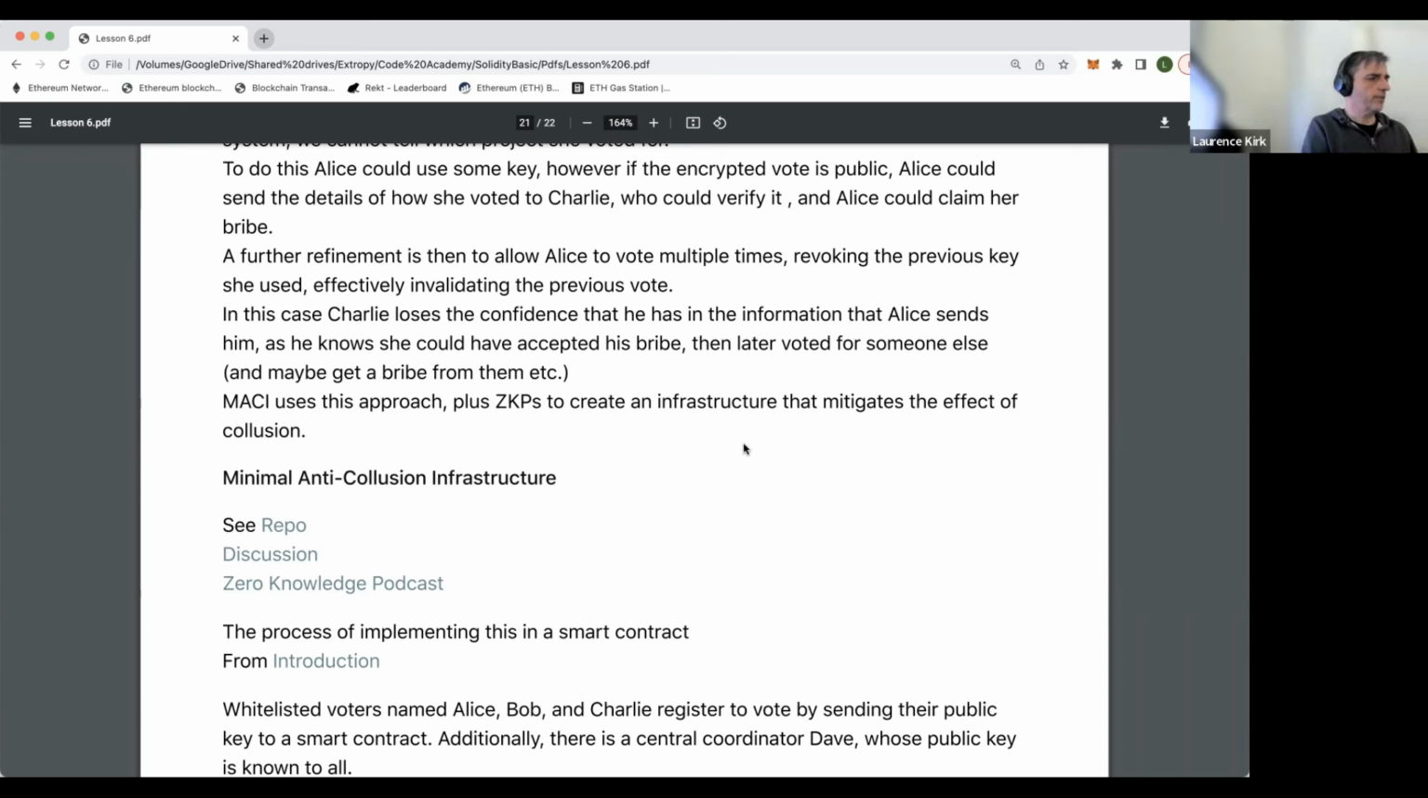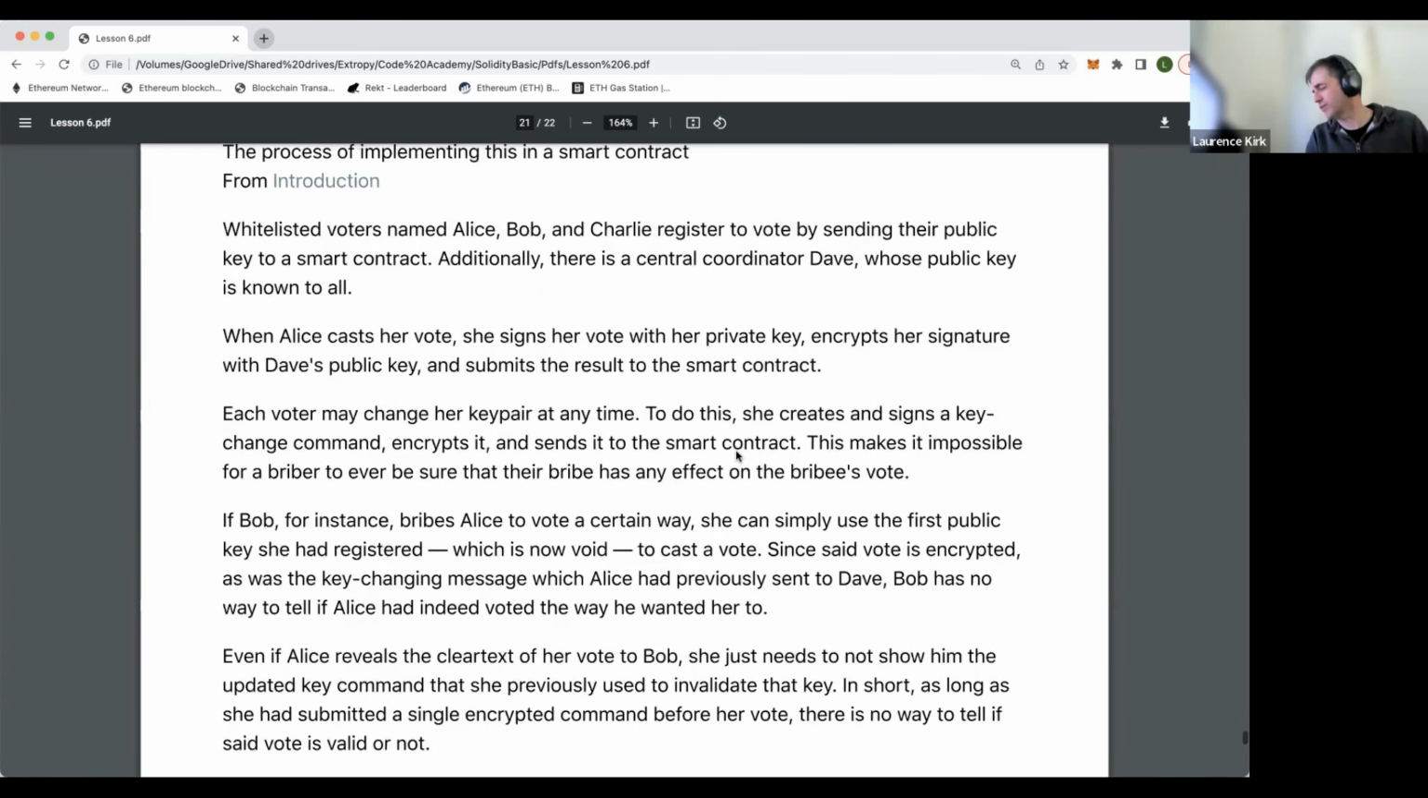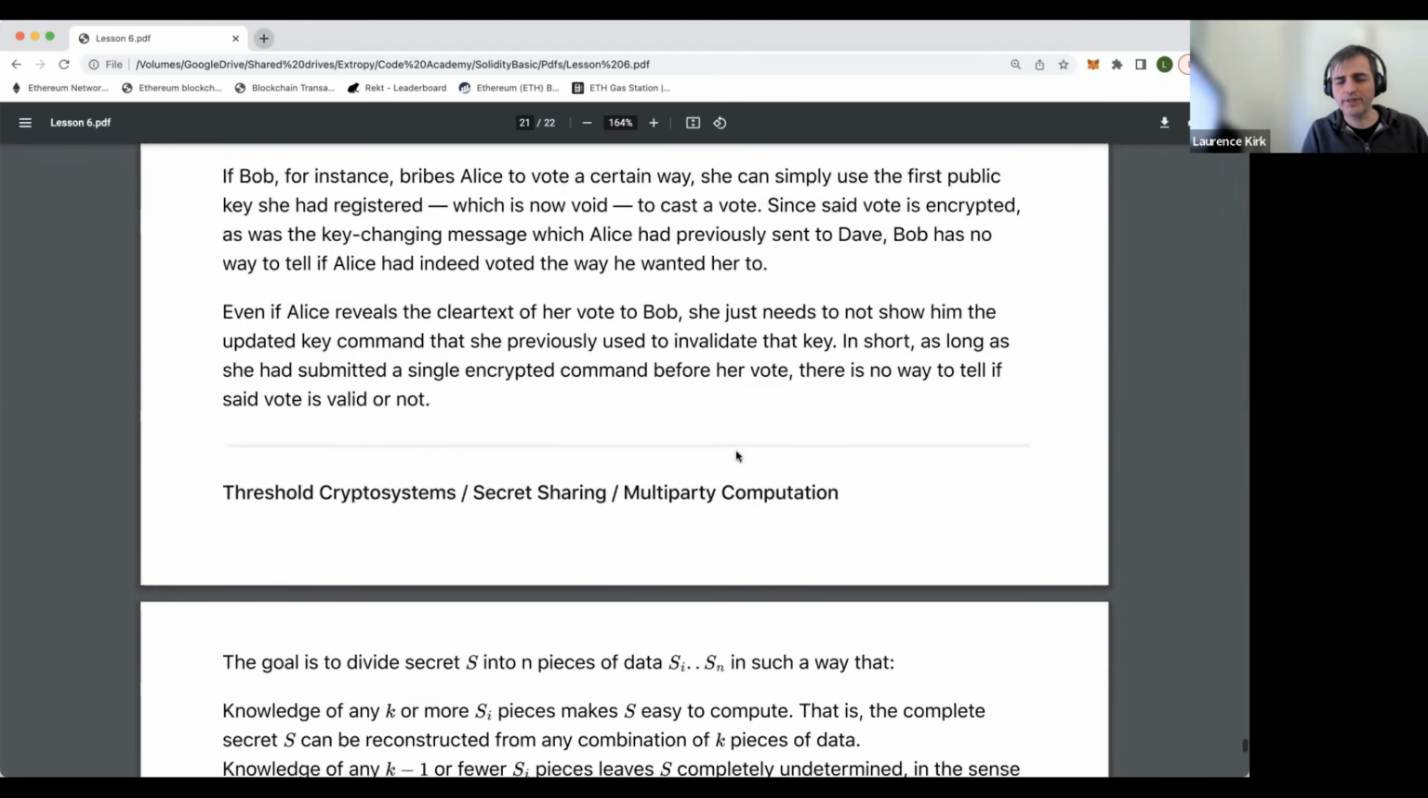And so this disincentivizes the briber from bribing people, because they'll never be sure that their bribe is actually being used correctly. But there are some links there to the details of that. Again, I'm running out of time, so I won't go through that.